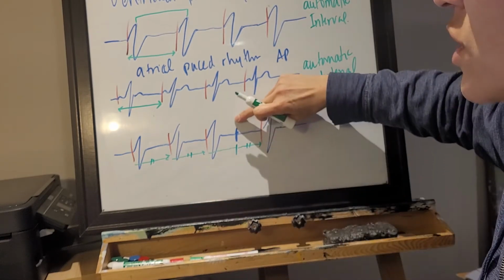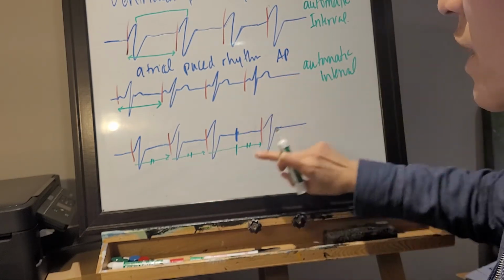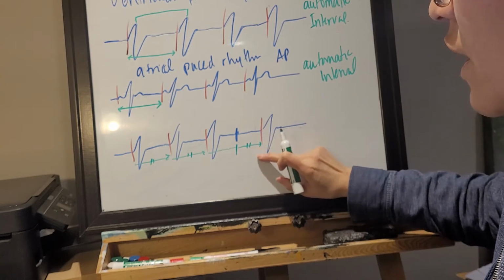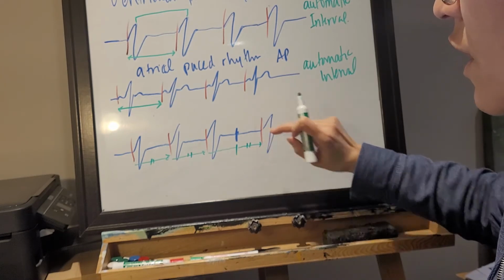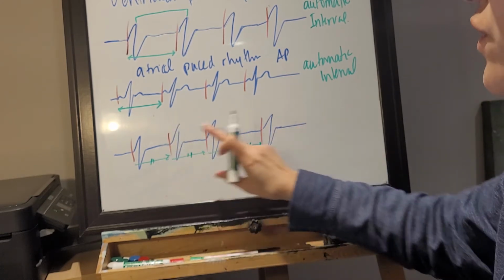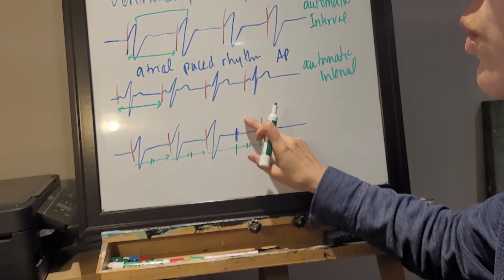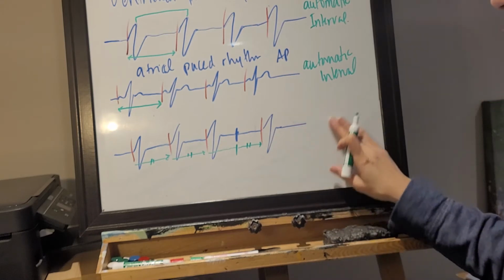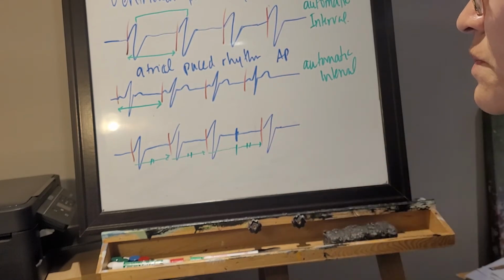So when I see intrinsic activity, I reset my automatic interval, and I start looking again. And if I don't see anything, then I fire. So this is normal pacemaker function. So you'd have a ventricular paced rhythm with one intrinsic beat in this example that's here.